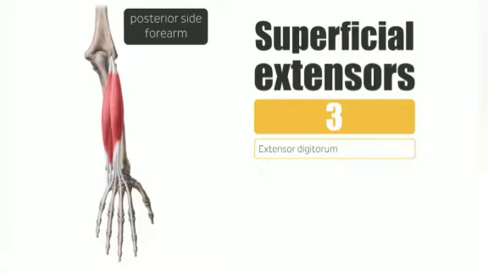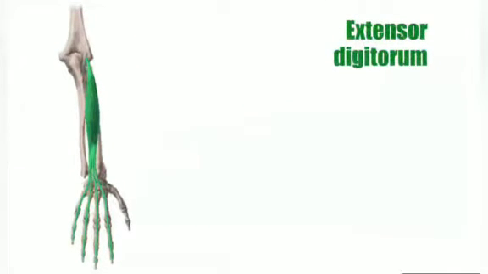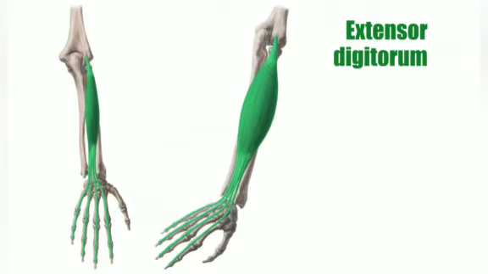The second one is going to be the extensor digiti minimi. Interesting and funny name, I must say. And the third one is going to be the extensor carpi ulnaris. So these are the 3 muscles that we're going to be covering throughout this tutorial. Now let's start with the very first muscle on our list, the extensor digitorum. The extensor digitorum muscle, as the name indicates, is responsible for extending the medial 4 digits of the hand.